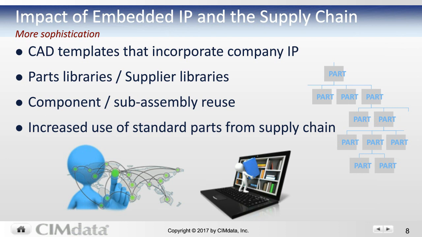Another sign of design sophistication is a growing reliance on the supply chain to deliver lower cost components or special expertise components. The same holds true for companies that keep a library of existing components and subassemblies that they reuse in their current design products. Again, their use adds to the current product assembly structure.